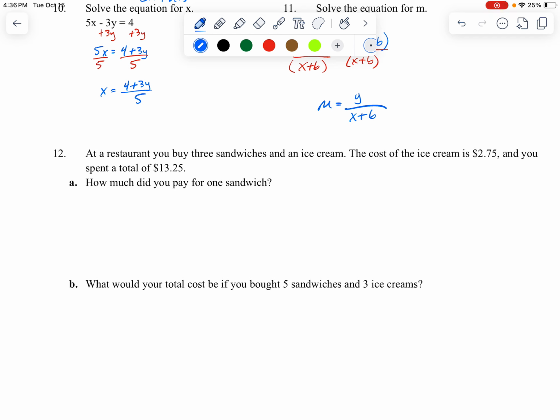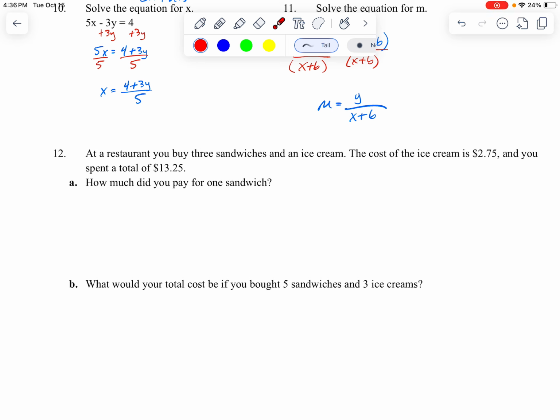How can we represent this situation? If I'm buying multiple of something, so if I'm buying 3 sandwiches, right, if they cost $5 each, I would just take 5 times 3. So however many times I'm buying that. Same with ice cream. We're only buying 1, so it's just going to be 1 times $2.75.